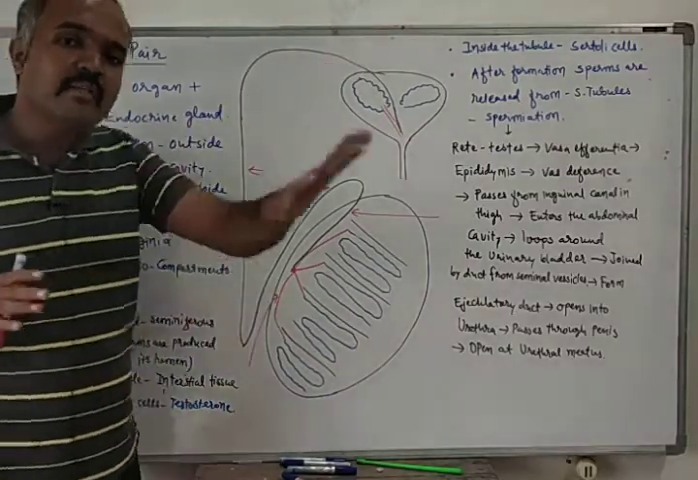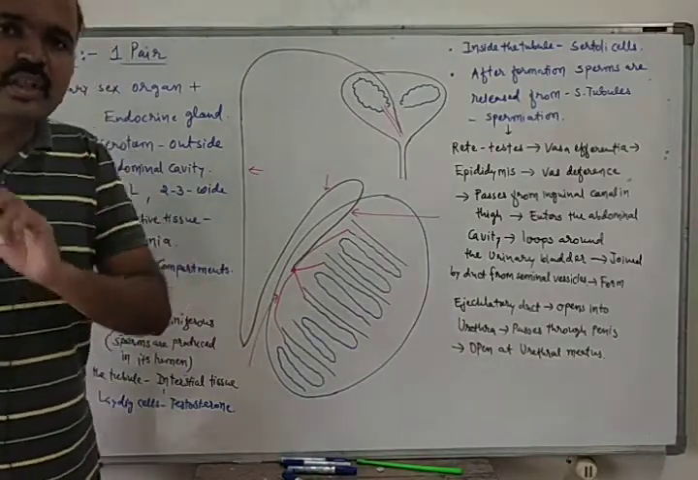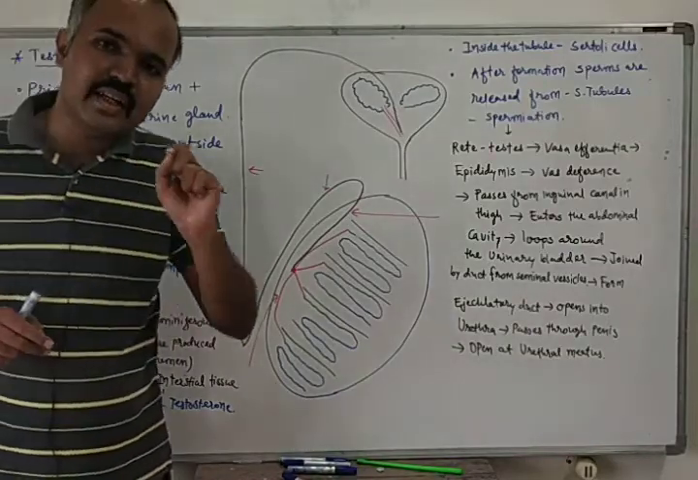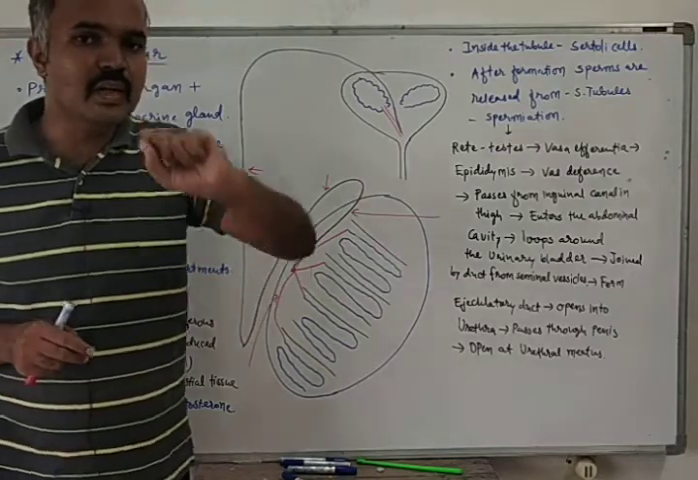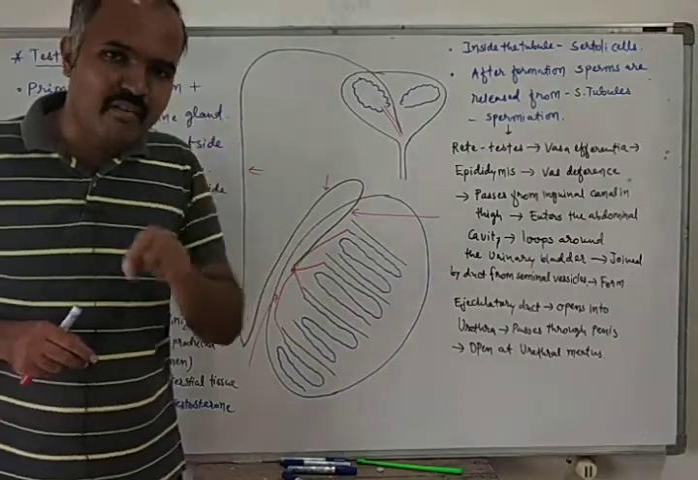So what is the pathway of the sperm? Sperms are produced in the seminiferous tubule. Then they will enter into the rete testis. Then they will go into the vasa efferentia. Then they will go into the epididymis. Then they will go into the vas deferens.